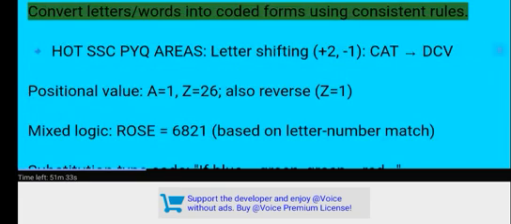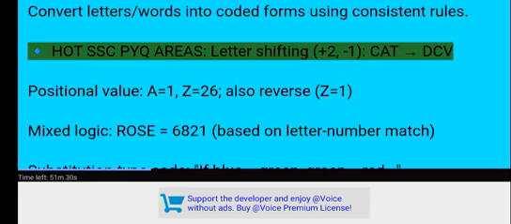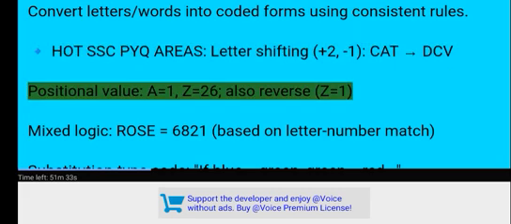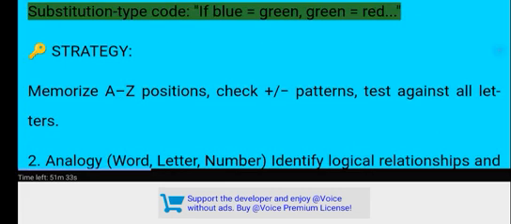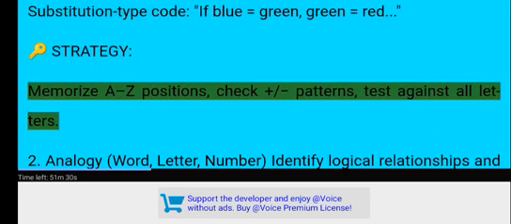1. Coding-decoding. Convert letters or words into coded forms using consistent rules. Hot SSC PYQ areas: letter shifting, plus 2, minus 1, CAT becomes DCD. Positional value, A equals 1, Z equals 26, also reverse, Z equals 1. Mixed logic, ROWS equals 6821 based on letter-number match. Substitution type code, if blue equals green, green equals red. Key strategy: memorize A to Z positions, check plus-minus patterns, test against all letters.